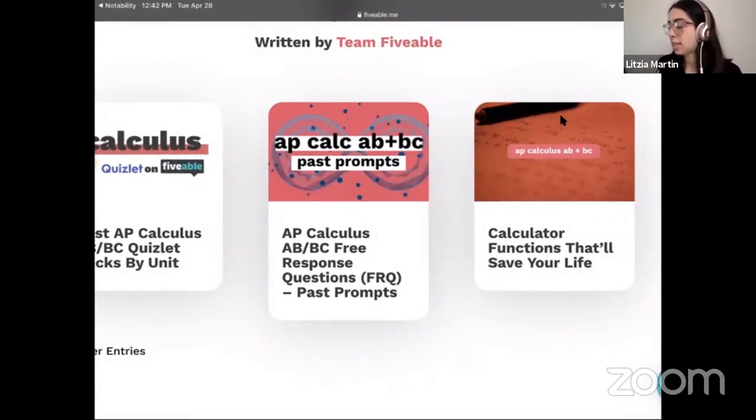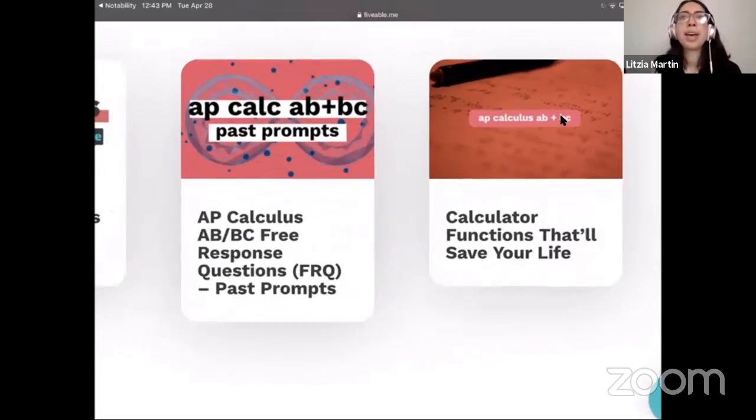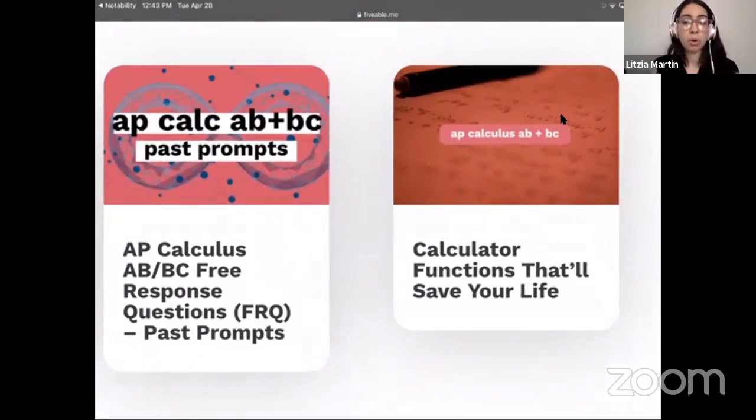And then lastly here, a calculator is not going to be required for the AP exam. However, we all know how much nicer having a calculator can make things. It can make your life a lot easier. And if you have the right functions on your calculator, then it can make things a whole lot easier.